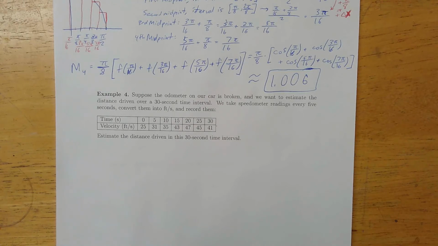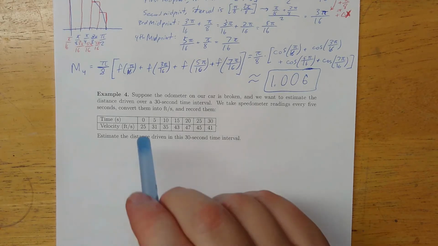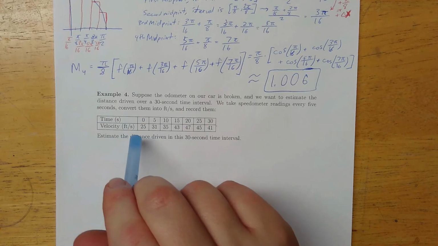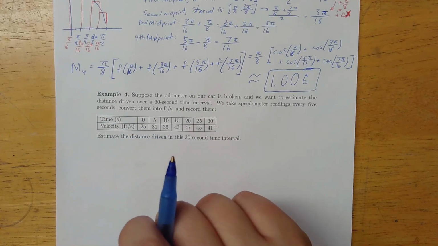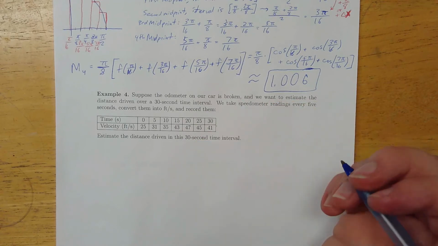Over a 30-second time interval, what we're going to do is take speedometer readings every 5 seconds, convert them into feet per second, and record those. So we've got these as our different times, we've got these as our different velocities, and so let's say we want to know how far we've driven.